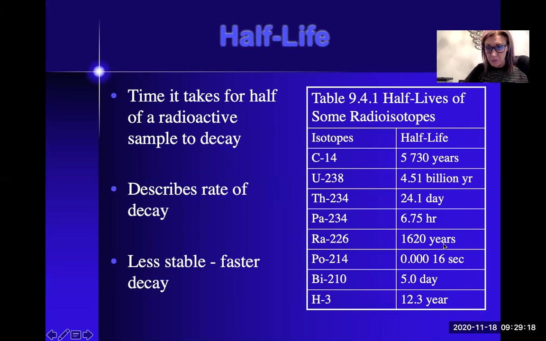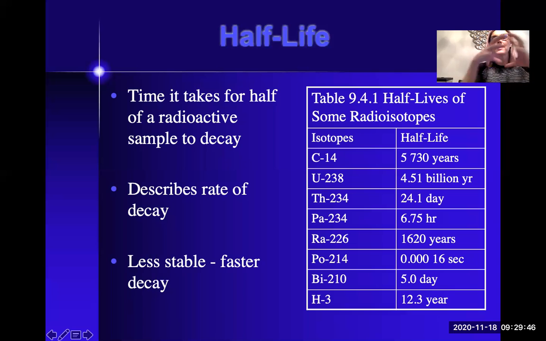Like, for example, Pa on the periodic table is protactinium, and that takes only 0.0016 seconds. So that's very radioactive. Bismuth, pretty radioactive. Uranium, this one's a stable type. So the less stable, the faster the decay.